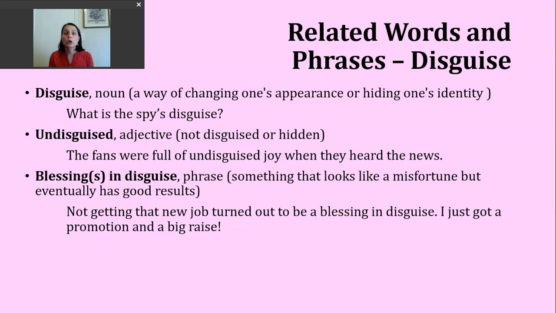Another related word is the adjective undisguised. Hopefully you're noticing that prefix there, un, commonly means not. So here, this is going to mean not disguised or not hidden. Here's an example of this adjective in a sentence. The fans were full of undisguised joy when they heard the news. So here, their joy, their happiness, it wasn't hidden.